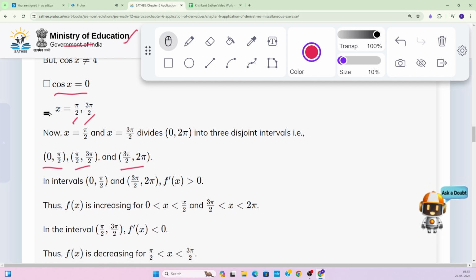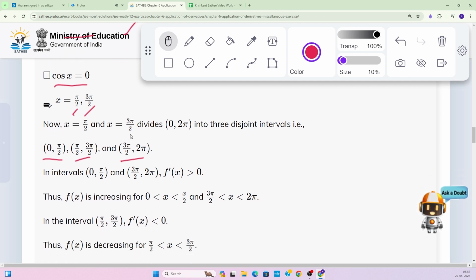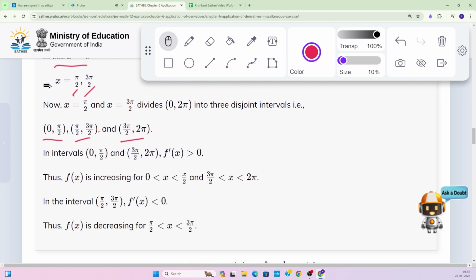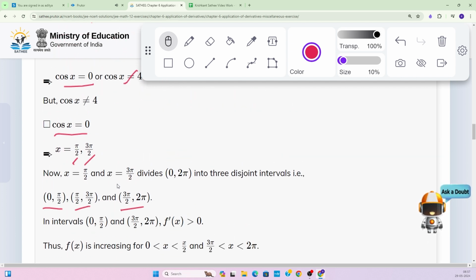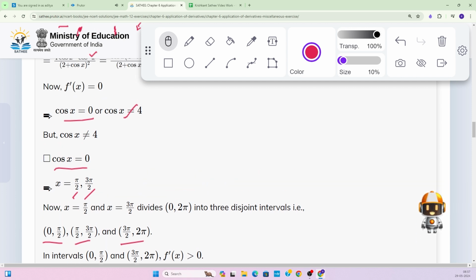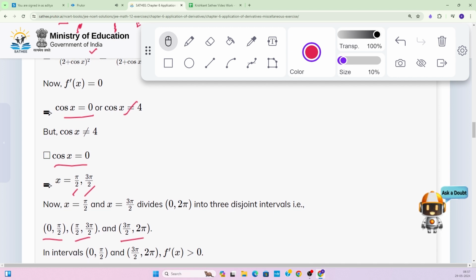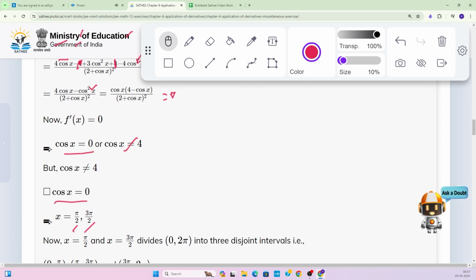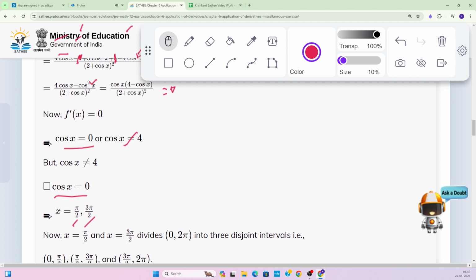Now what you have to do? You want to know the increasing and decreasing intervals. So this means just plug your values in the first derivative. Using the first derivative test, you will get where it is increasing, where it is decreasing. As you can see, the sign of the first derivative depends on the numerator because the denominator is a square, and a square is always positive.